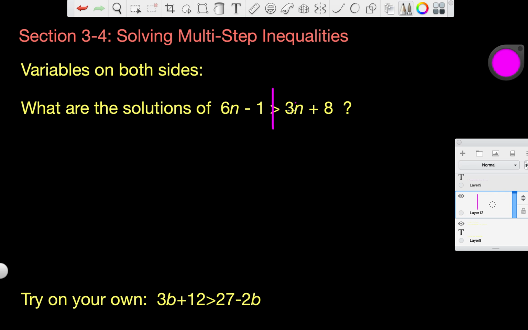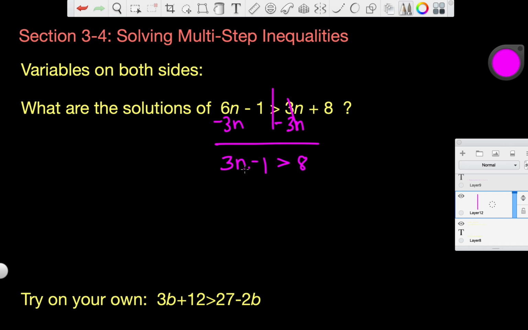So first things first, I'm going to move this 3n because it's smaller. You could move the 6n, doesn't matter. And I like my variables on the left, so that's what I'm going to work with. So I see a positive 3n, so I want to move it to the other side using subtraction. Therefore, I get 6n minus 3n, which is 3n minus 1 is greater than 8.